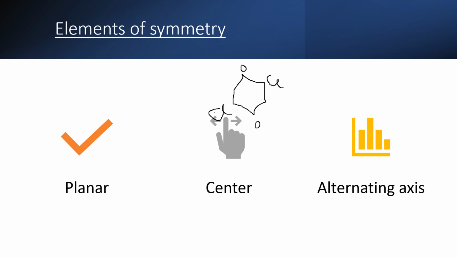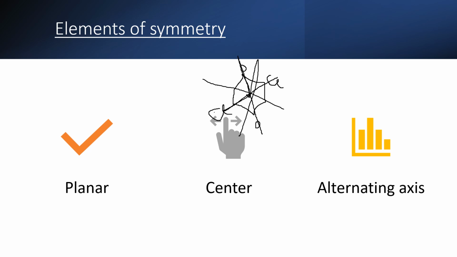now here is a compound. Now the center would be about somewhere here. So now if we draw a line this side and opposite here, or if we draw a line like this, or like this, or like this, either way if we draw the line, then it's going to make a symmetrical shape. So this is an example of center of symmetry.